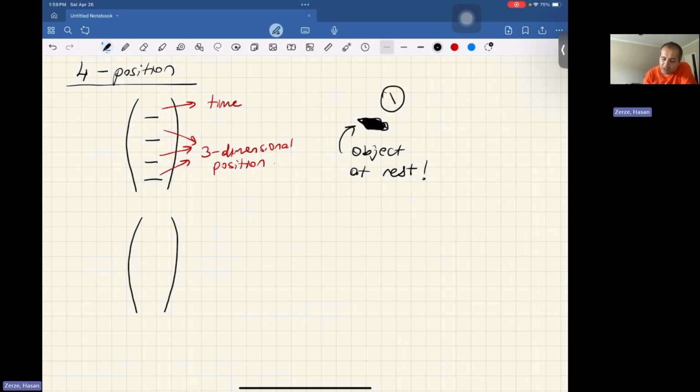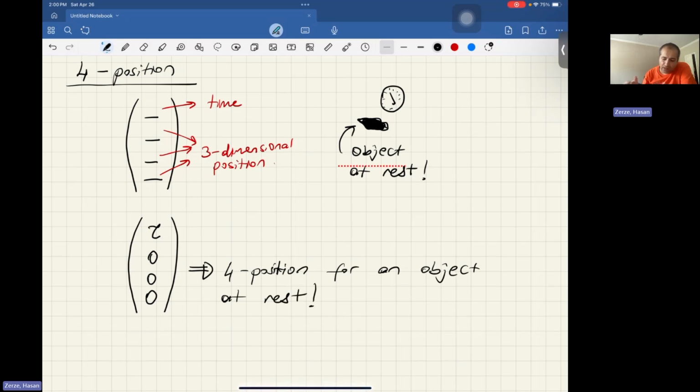It's only the time that's ticking. There's a clock here, and time is ticking for the object. Let's denote the time elapsing by tau, the time ticking in the object's rest frame. Since the positions are not changing, we have 0, 0, 0 here. So this is the four-position for an object at rest.